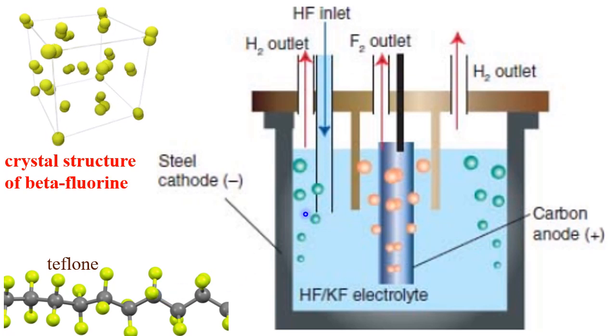The electrolysis is done from HF-KF electrolyte, and the result is hydrogen gas and fluorine gas. It is very difficult to store and operate with fluorine, so it's seldom used in practice.